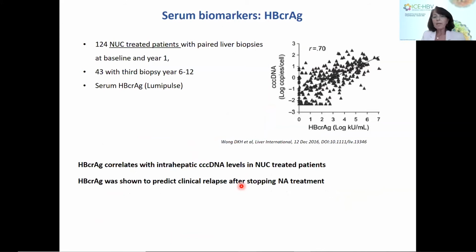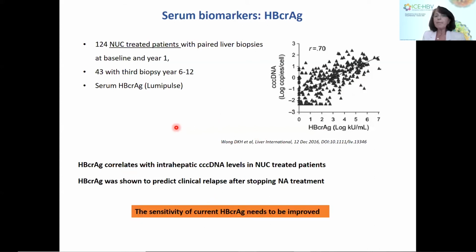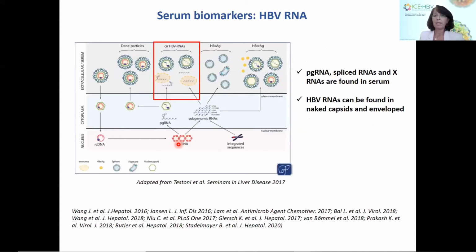The study of Wang also nicely showed, with a huge cohort of patients, that the core-related antigen correlates with intrahepatic cccDNA level in NUC-treated patients. And this level was also shown to predict clinical relapse after stopping NA treatment. But again, many patients remain negative. So the sensitivity of the current core-related antigen assay, I think, still needs to be improved, especially to be very sensitive when the amount of cccDNA is low.